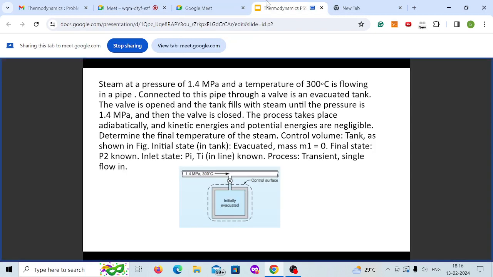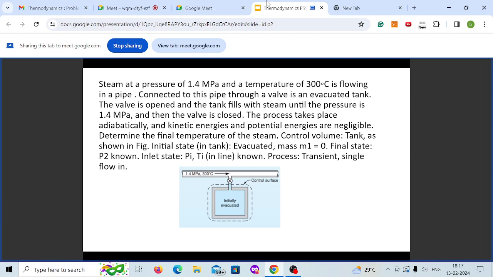Yes, sir. Okay, so we have a steam pipe. Here we have initially a pressure of 1.4 megapascal steam which is coming in, and you have a temperature of 300 degrees Celsius. So this steam pipe is connected to an evacuated tank, through a valve. So initially this tank has no mass. Because it's evacuated, you have nothing inside the tank.